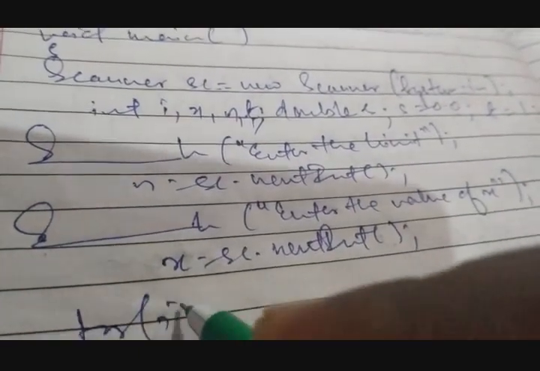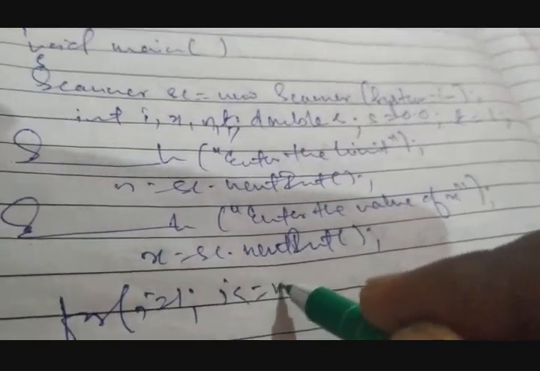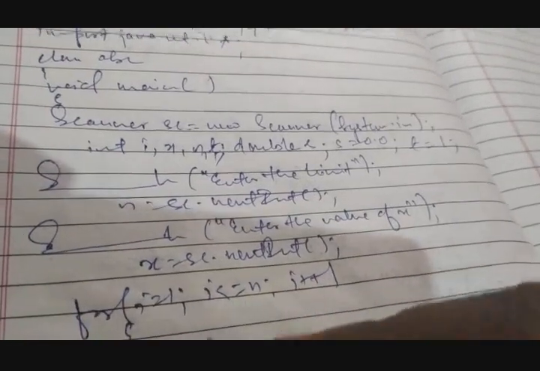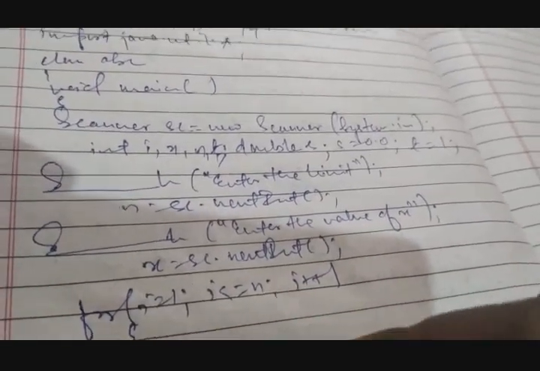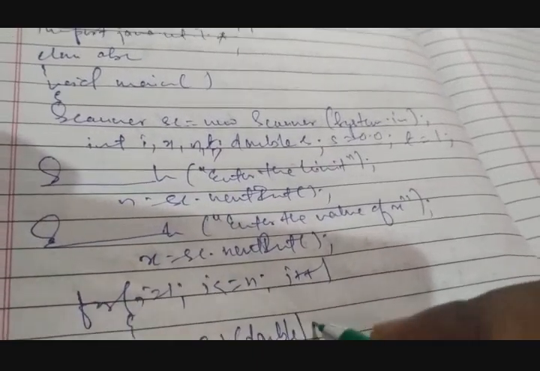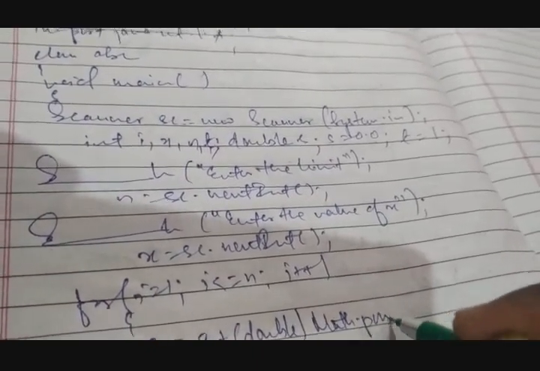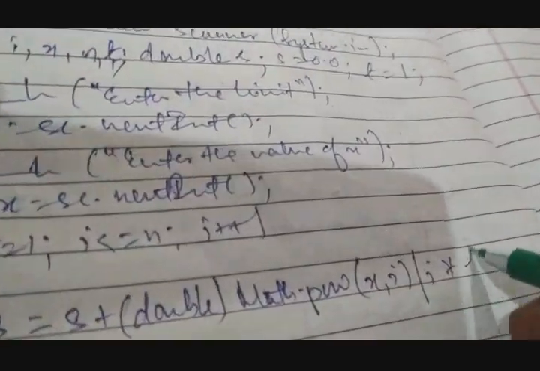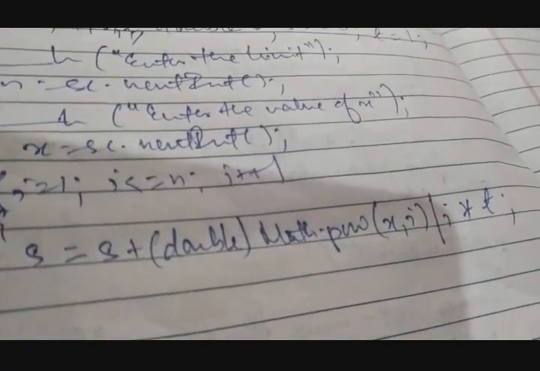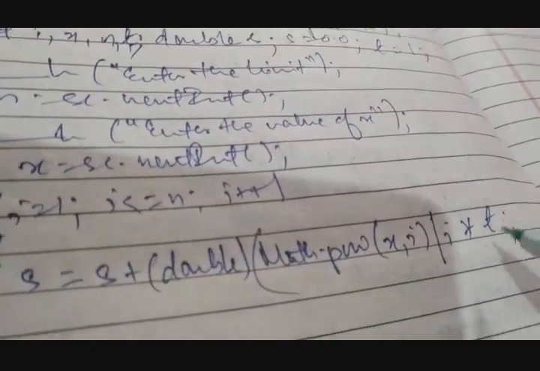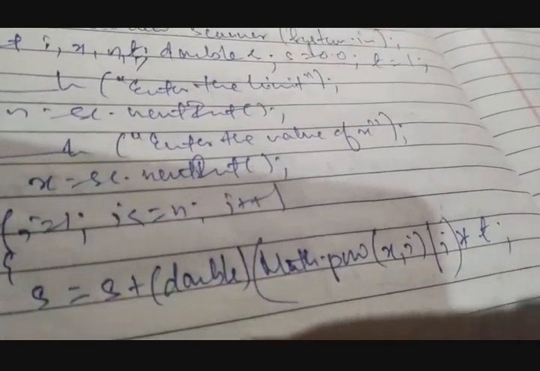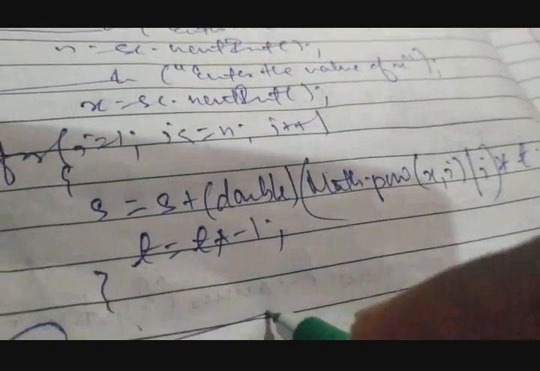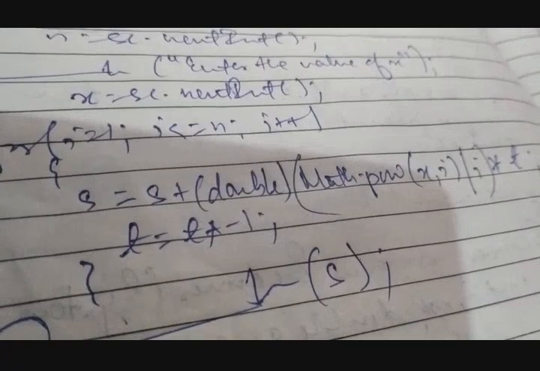For loop for i equals to 1, i less than equals to n, i plus plus, s equals to s plus, now this is double, Math dot pow x comma i upon i into t, and t equals to t into minus 1. So yeah, print s, close main, close class.